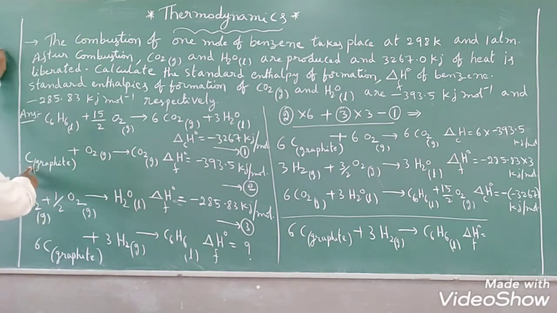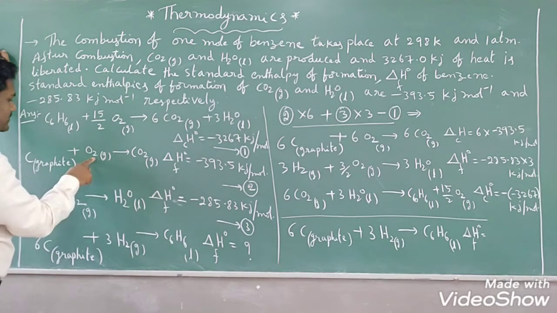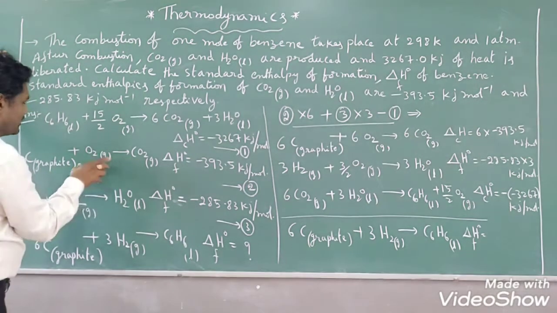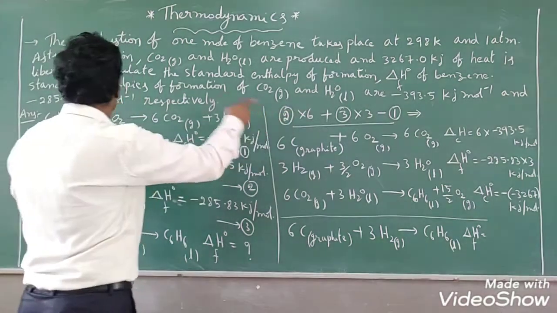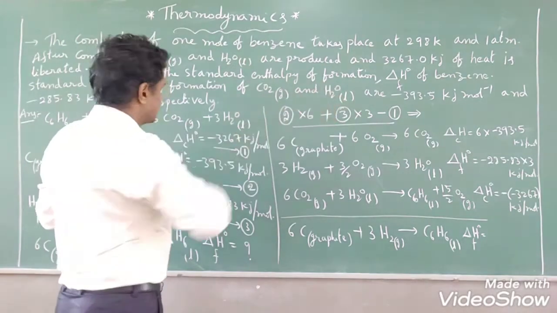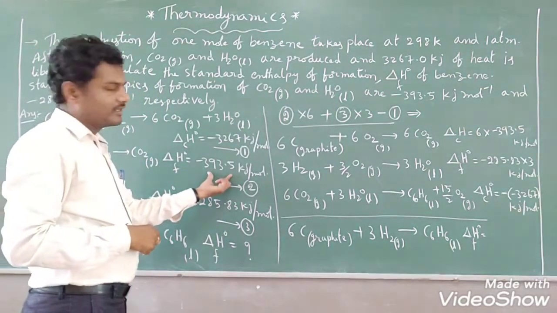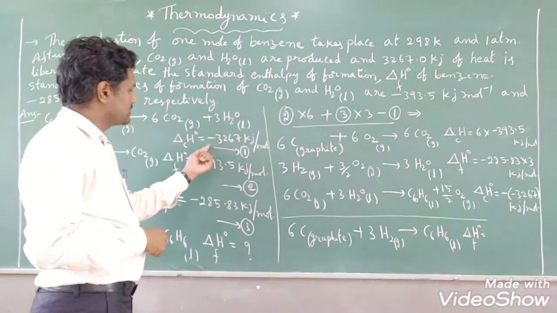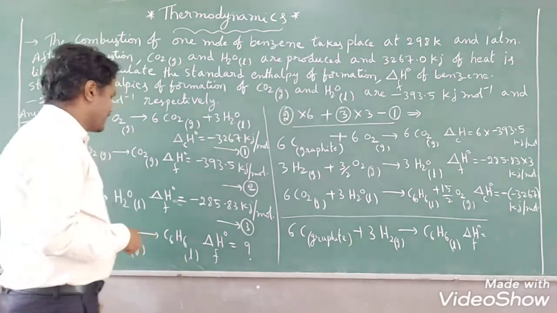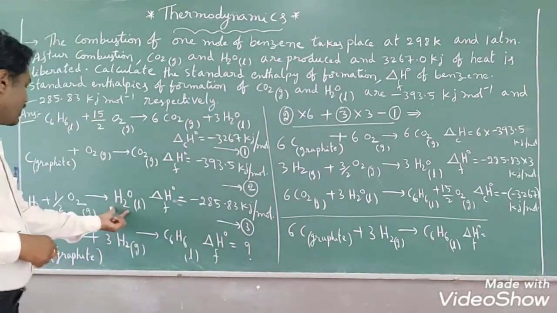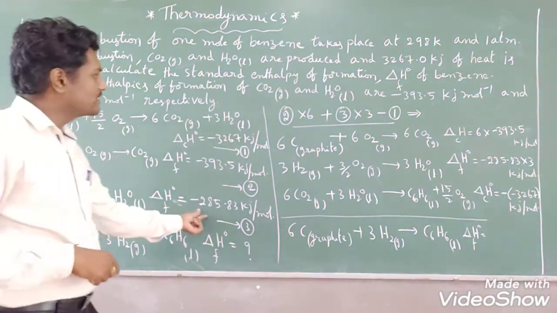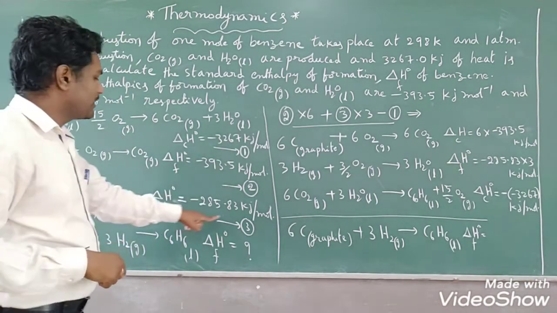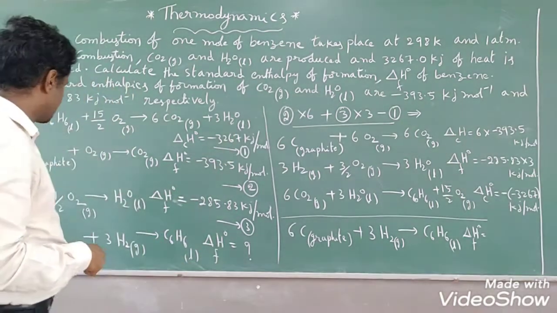What is the standard state of carbon? Graphite, a solid substance. Carbon combines with O2 and produces carbon dioxide. For the formation of 1 mole of CO2, how much heat is liberated? Minus 393.5 kilojoule per mole, already given. I have taken that as equation number 2. This I have taken as equation number 1. In a similar manner, I have taken H2O formation from its constituent elements. How much have they given for this formation? Minus 285.83 kilojoule per mole, students, right?